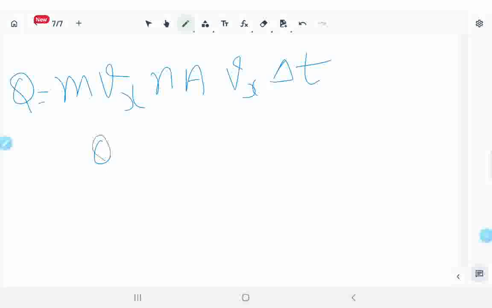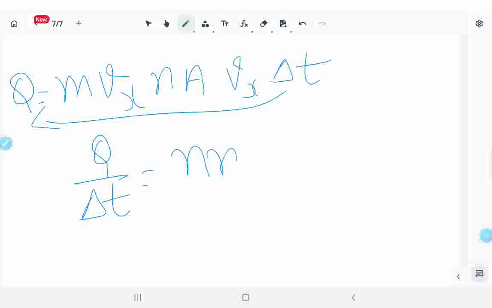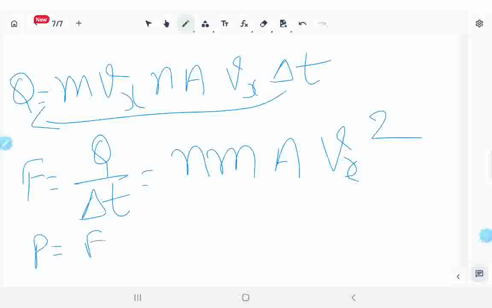Okay, what is the rate? तो मैं del t को उधर ले आता हूँ. What will it become? n m A vx square. This is the rate of change of momentum. Now what is the force? It is equal to the force. What is pressure? Force upon area. अब मैं एरिया को भी नीचे ले आता हूँ, तो प्रेशर कितना हो जाएगा? n m vx square.